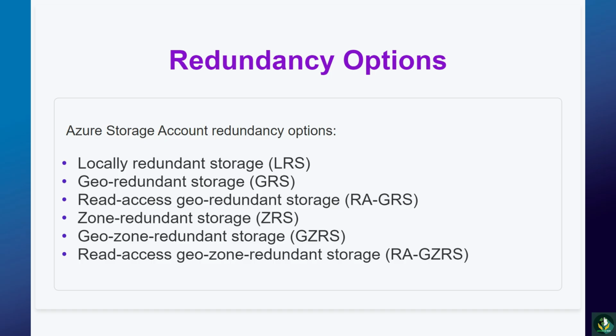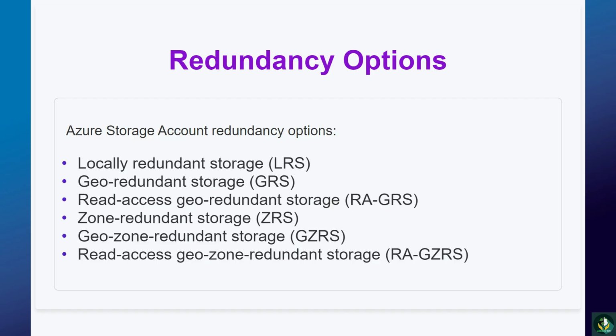Zone Redundant Storage, ZRS, is designed for scenarios requiring high availability within a single region. It replicates your data across 3 Azure availability zones in the primary region, providing resilience against data center failures.